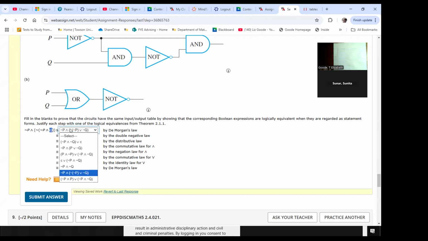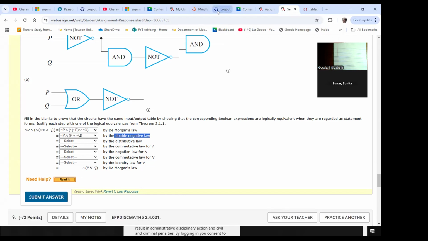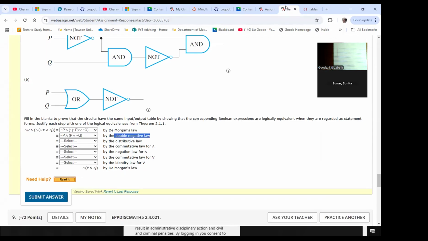Because when we get from the not not P to just the P, we've used the double negative law to get from this first window to the second one. Does that make sense? Okay. See, that's what it's trying to do, is help you identify the name of the rule. Here it's a double negative rule that allows us to say not not P is just plain old P.